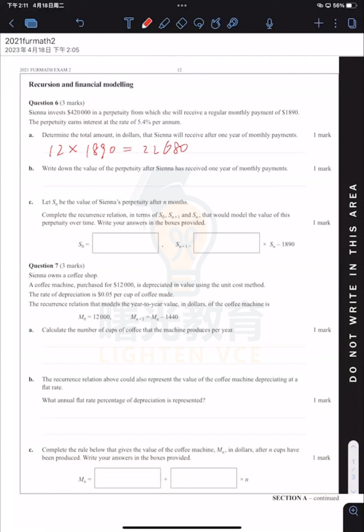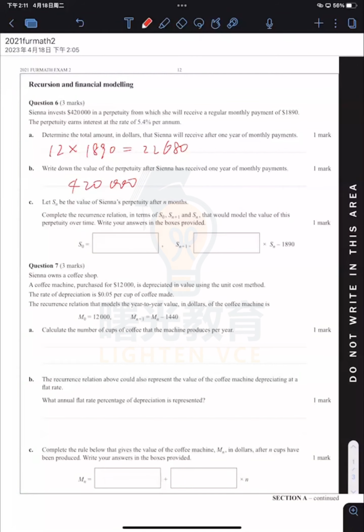Part B, write down the value of the perpetuity after Sienna has received 1 year of the monthly payment. Look, the definition of the perpetuity here is that the initial value, which is the principal, no matter how long we keep this investment, is steady, not changed. So that is still $420,000.